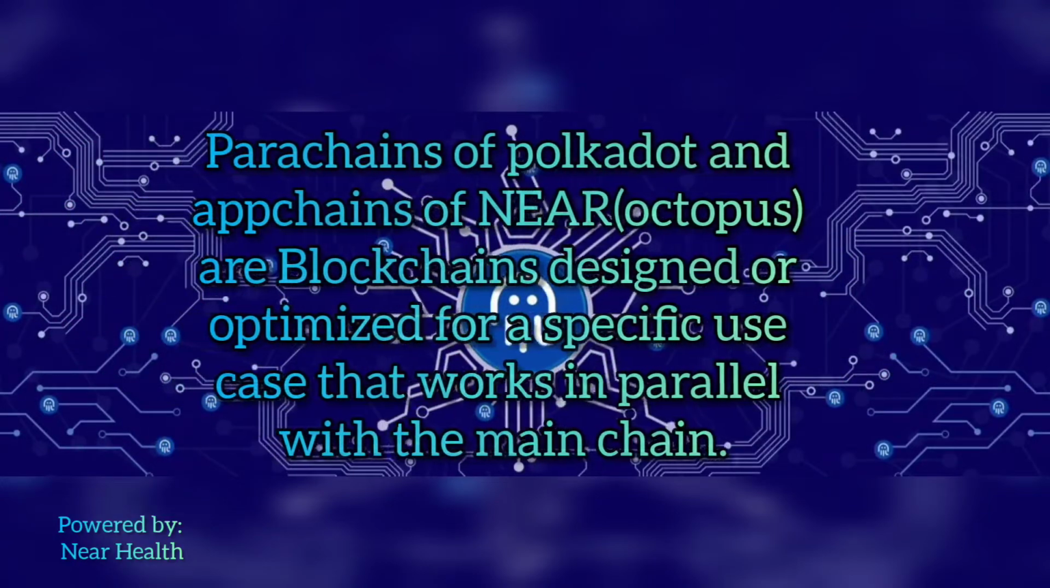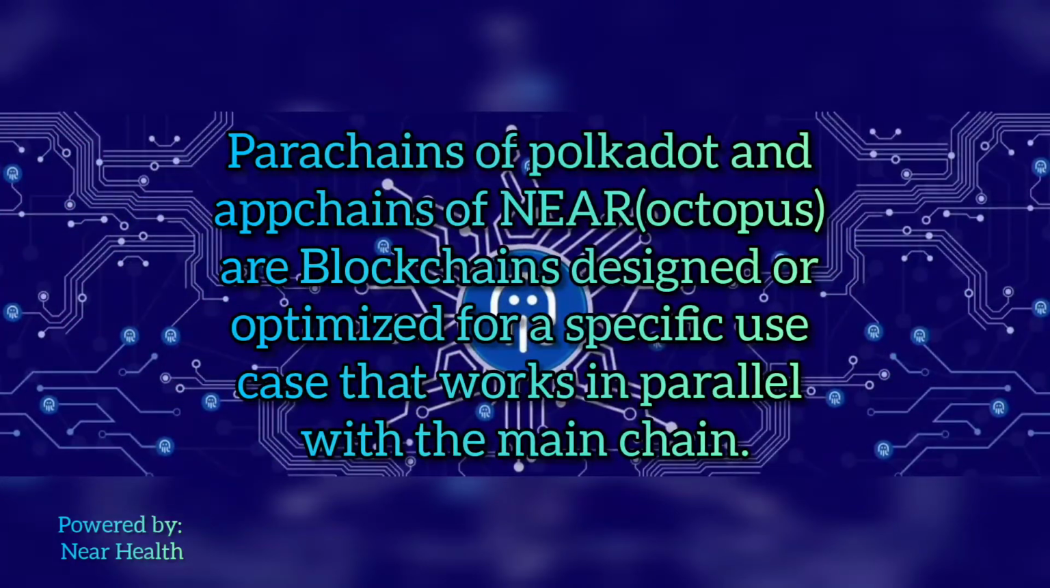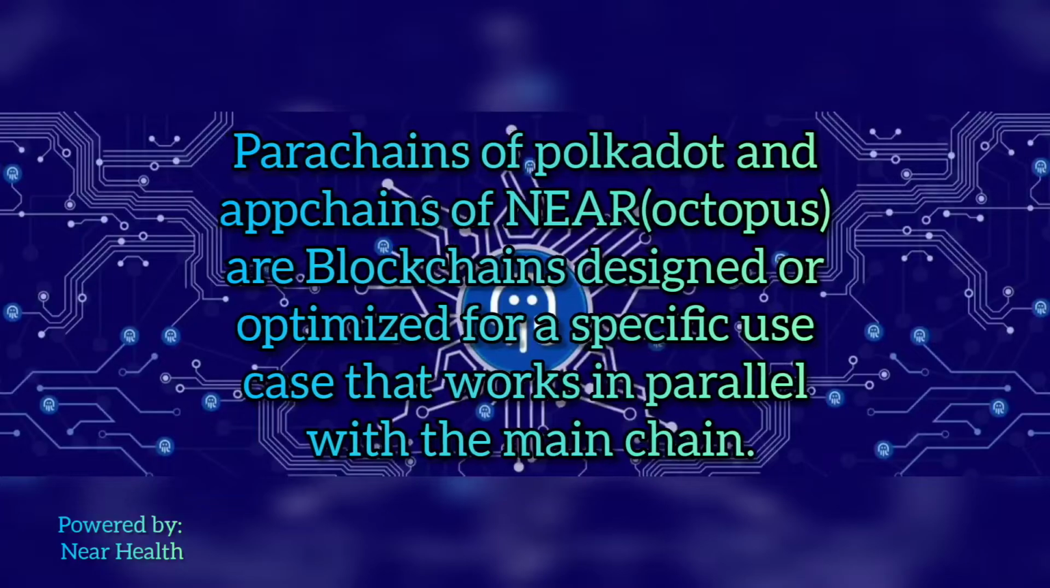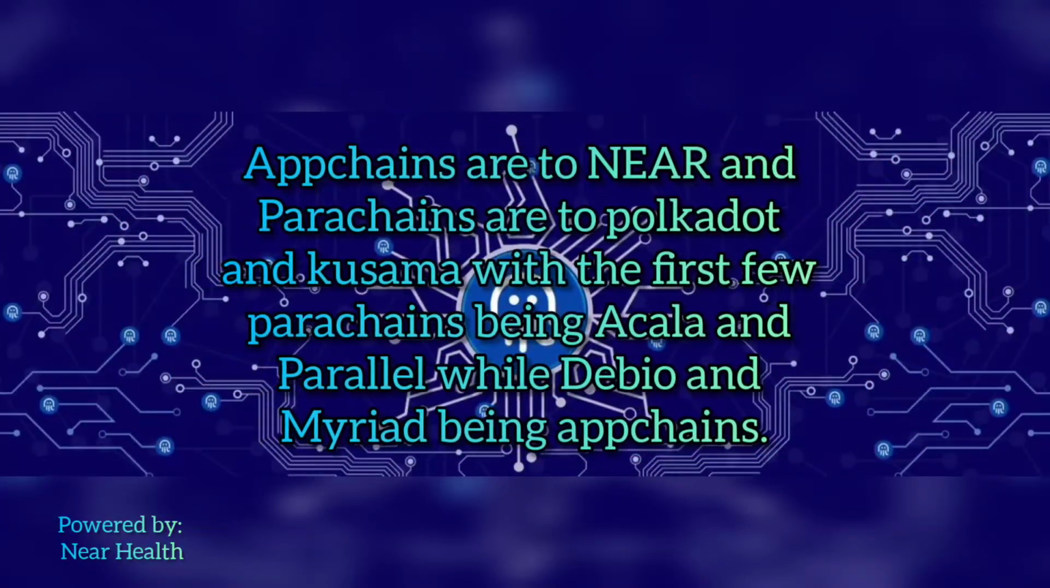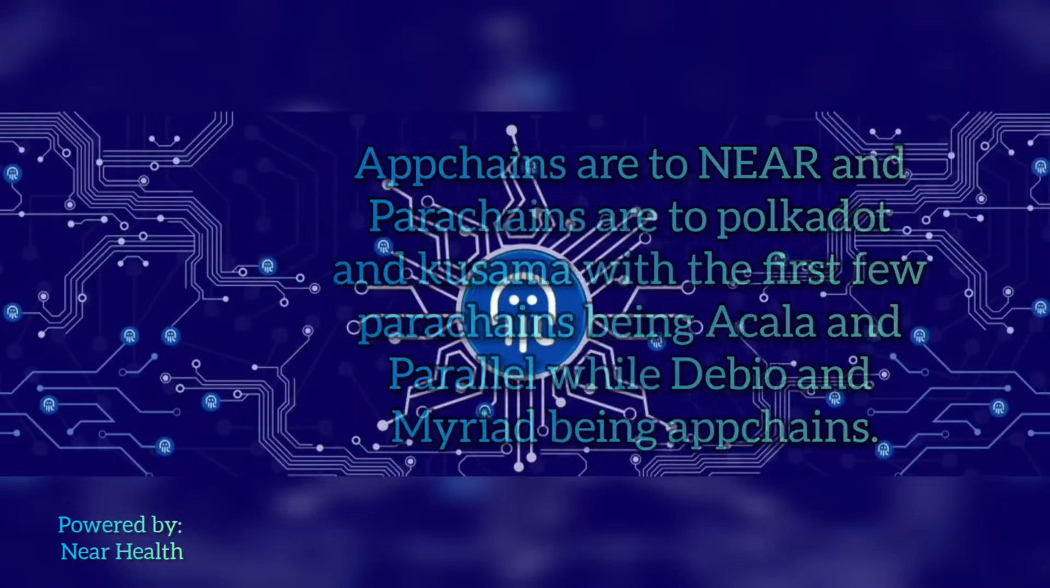Parachains of Polkadot and Appchains of Near, that's Octopus, are blockchains designed or optimized for a specific use case that works in parallel with the main chain. Appchains are to Near and Parachains are to Polkadot and Kusama, with the first few parachains being Akala and Parallel, while the Bio and Myriad being Appchains.